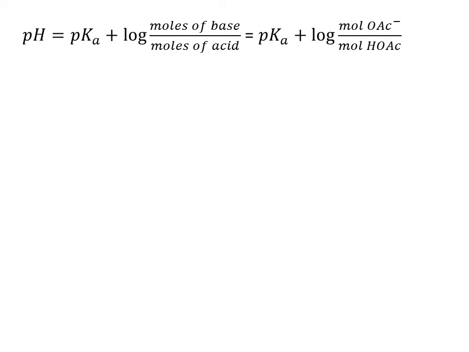The first step in any buffer problem is to write out the Henderson-Hasselbalch equation, where pH is equal to pKa plus log of the ratio of moles of base to moles of acid. In this example, pH is equal to pKa plus the log of the moles of acetate, the buffer base, divided by the moles of acetic acid, the buffer acid. The moles of base is what we will determine in this problem.